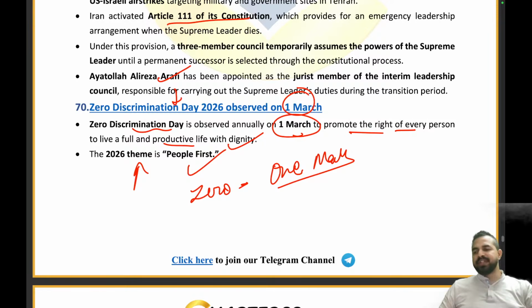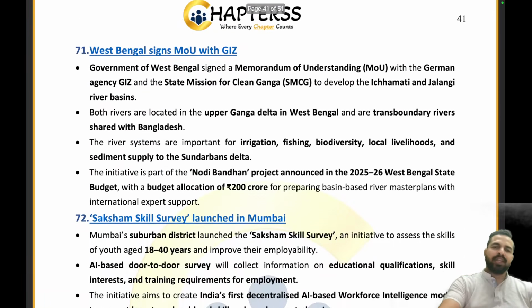See my dear friends, this is really very important from the examination point of view, that you are able to answer the questions in the exam, right? And if you are able to answer the questions here, you will be able to answer the questions in the examination as well. Clear everyone? Let's move on to the next part.